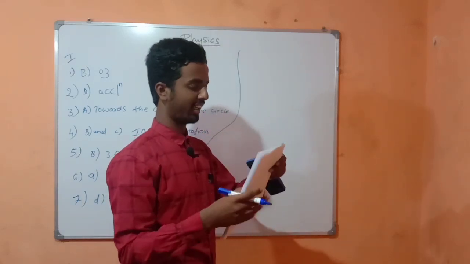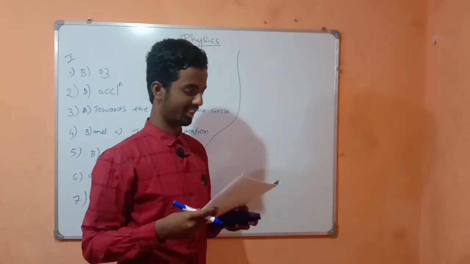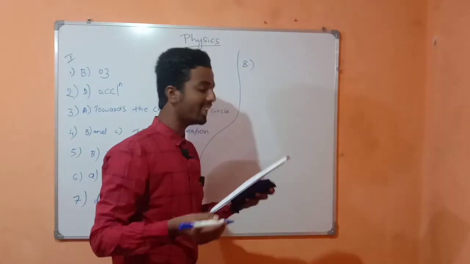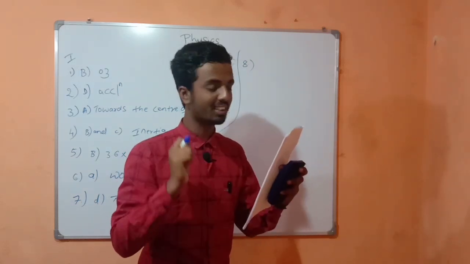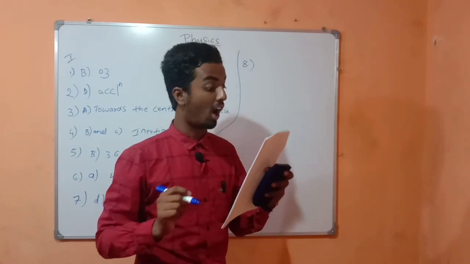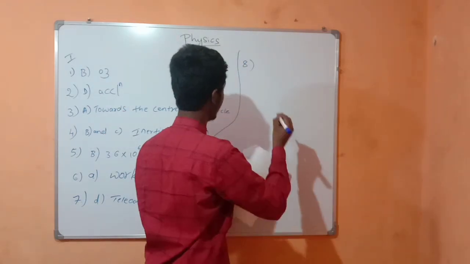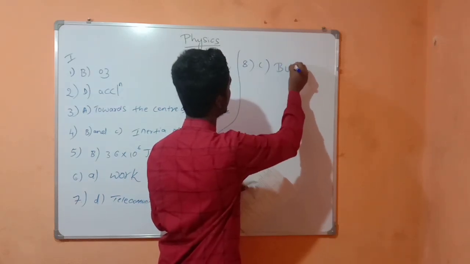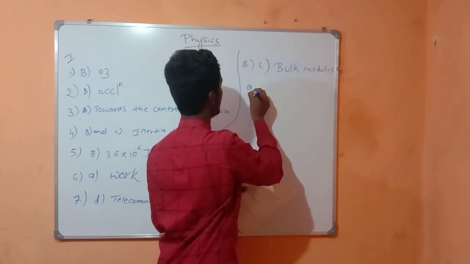The 8th question says that compressibility is the reciprocal of. You all know that is the easiest question in this paper, dear children. Let me read the options. Young's modulus, wrong. Option B, shear modulus, it's also wrong. Option C, bulk modulus is the correct answer, dear children. It is the easiest question. Bulk modulus, children. Let me move to the 9th question.